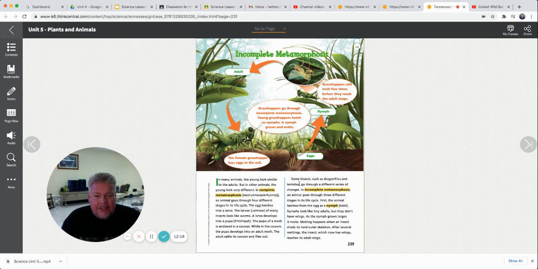Some insects, such as dragonflies and termites, go through a different series of changes. In incomplete metamorphosis, an animal goes through 3 different stages in its life cycle. First, the animal hatches from the egg as a nymph. Nymphs look like tiny adults, but they don't have wings. As the nymph grows larger, it molts. Molting happens when an insect sheds its hard outer skeleton. After several moltings, the insect, which now has wings, reaches its adult stage.